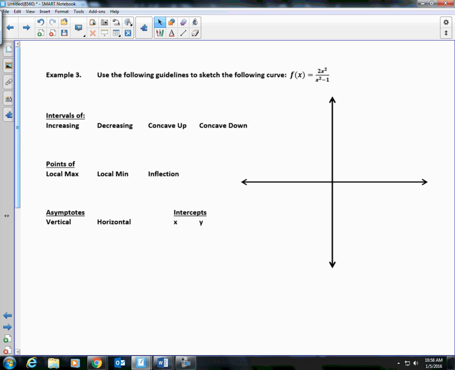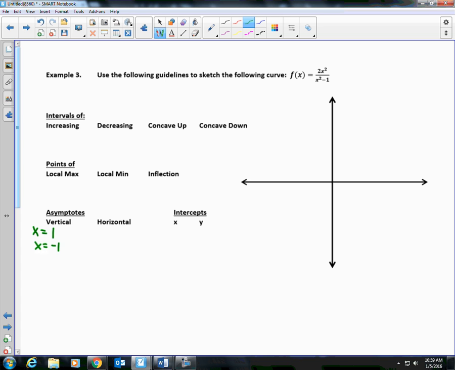All right, use the following guidelines to sketch that curve: 2x squared over x squared minus 1. Who can tell me for what values is this function undefined? Very good. Vertical asymptotes at x equals 1 and x equals negative 1.